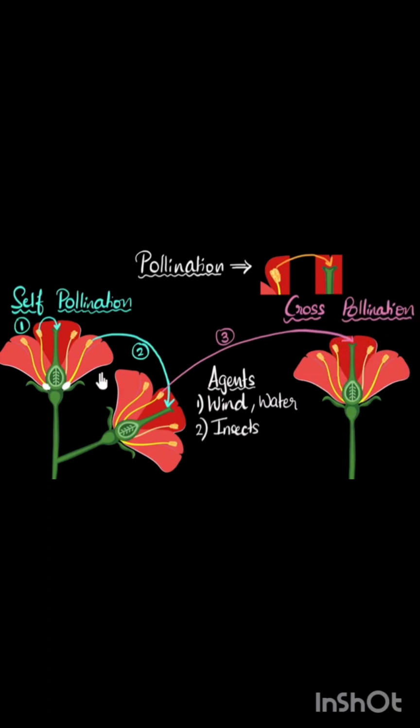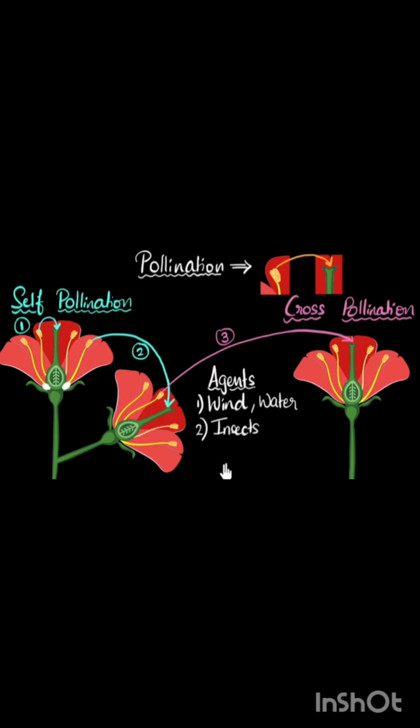Okay. Now, of course, the pollination has happened, but that's not the end of the story. It's actually the beginning of the story. Remember, the sperms inside the pollen grain still need to travel all the way into the eggs, which are found in the ovaries. And that is something we'll talk about in a future video.